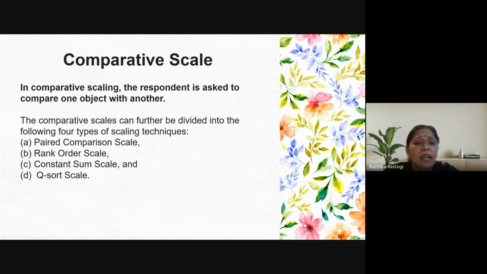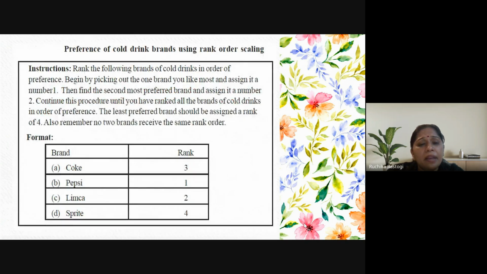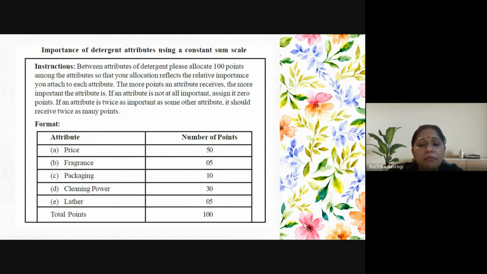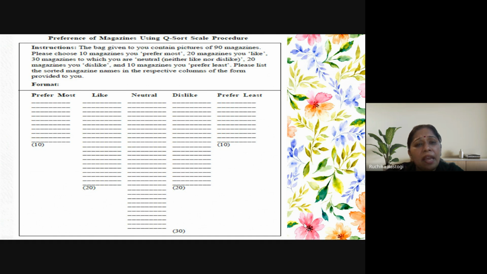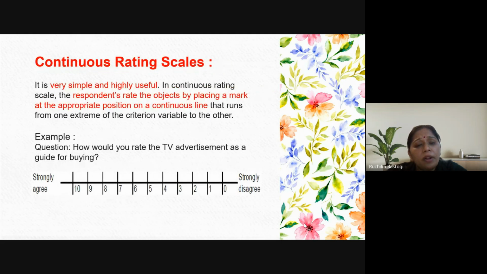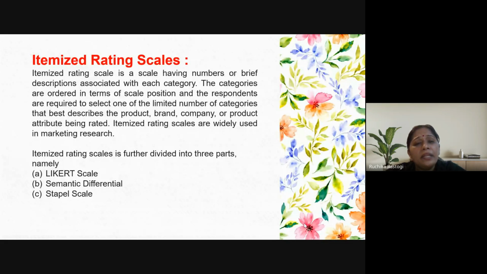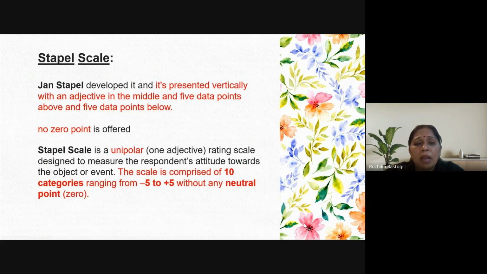We have seen comparative and non-comparative scales, in which we have seen paired comparison. This was the example. Over the two pairs offered. Rank order scale, where ranking is given. Constant sum scale, in which responses are asked out of a total of 100. Q sort means there are many items and they are sorted on the basis of numbers: 10, 20, 30, 20, 10. In non-comparative scales, we have continuous rating and itemized rating. In itemized, we have three kinds of scale: Likert, semantic, the 7-pointer, and Stapel, +5 and -5.